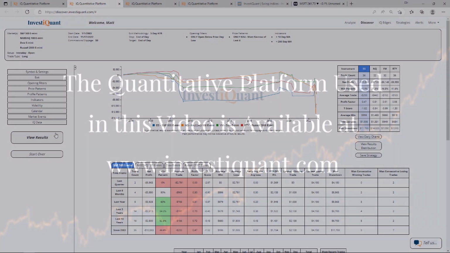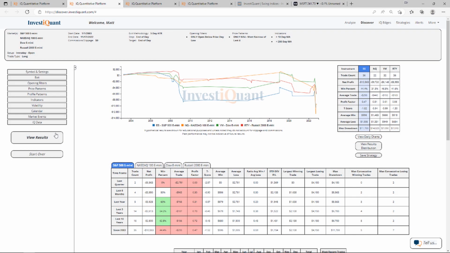All right, here we go. These are the results based upon entering the market long at 9:30 a.m. Eastern Time, exiting at 4:15 p.m. Eastern Time when you are opening below the prior day low, and the prior day was the most narrow range of the last 4 sessions that closed above a 10 but below a 200-day simple moving average.